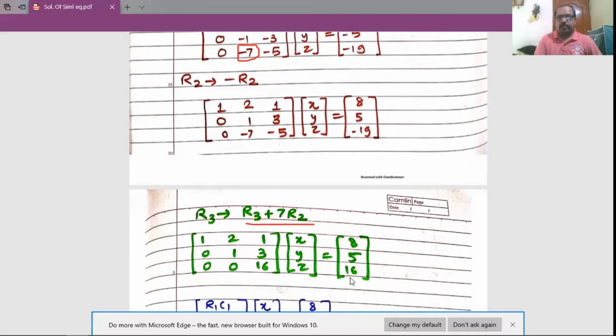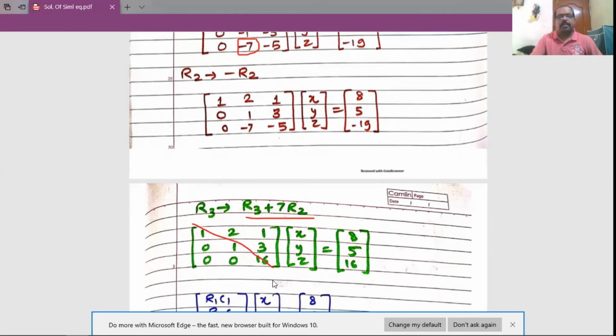Okay, then what do we do? What is the next step after reducing the matrix to upper triangular matrix? Here I have the upper triangular matrix. Elements below the diagonal are all equal to 0. So I have the non-zero elements here. So what is the next step after getting this in upper triangular matrix?